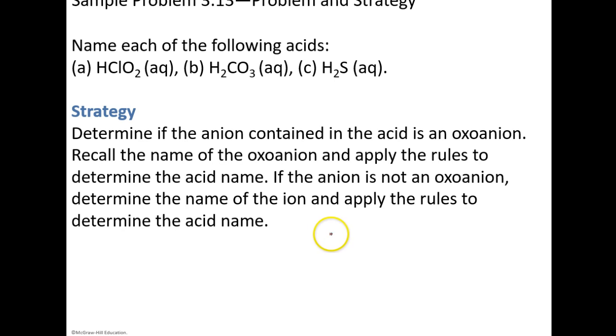Put this on pause. Practice determining if it's going to be a polyatomic oxoacid, oxoanion, or if it's just going to be a binary. Welcome back.